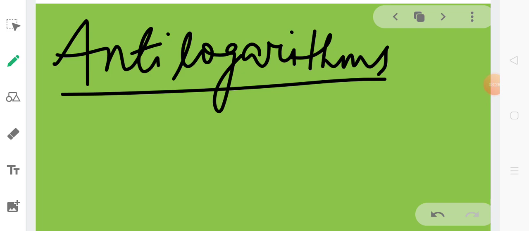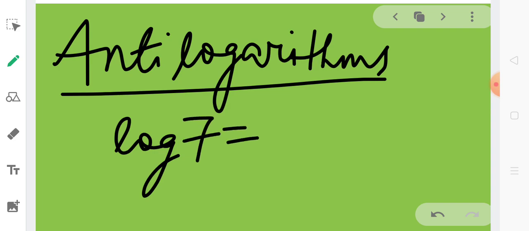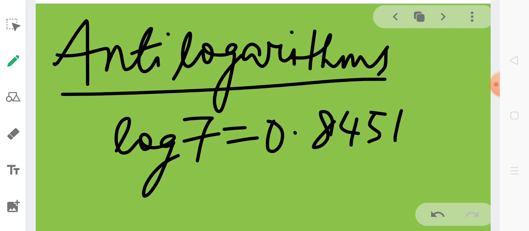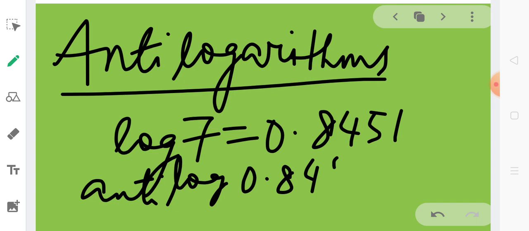Now if we are able to find out the logarithm of a number, then we should also be able to find out the anti-logarithm. Anti-logarithm is nothing but the reverse process of logarithm. So anti-logarithm is to logarithm as division is to multiplication. For example, if log of 7 is equal to 0.8451, then anti-log of 0.8451 should be equal to how much? 7.